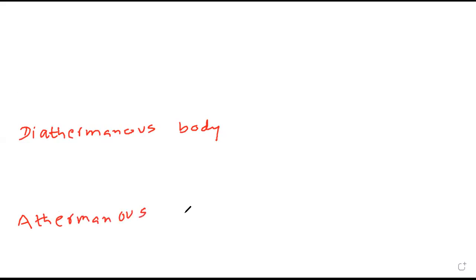A plus R plus T equals 1. There are three types of body which we have to study: diathermaneous body, athermaneous body, and perfectly black body.